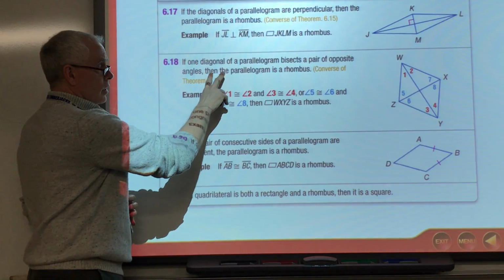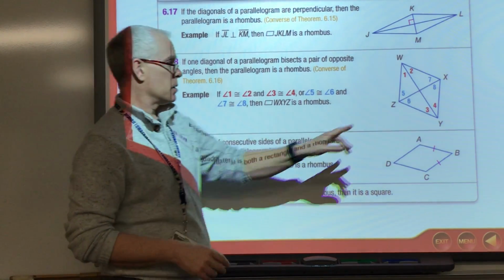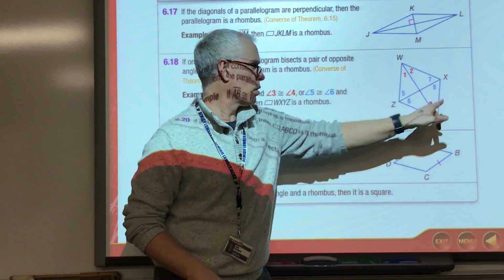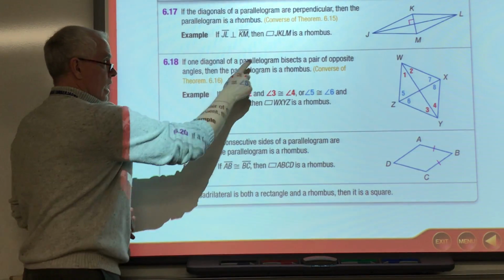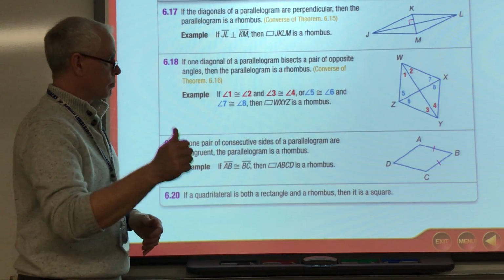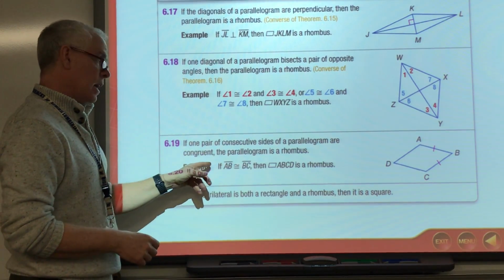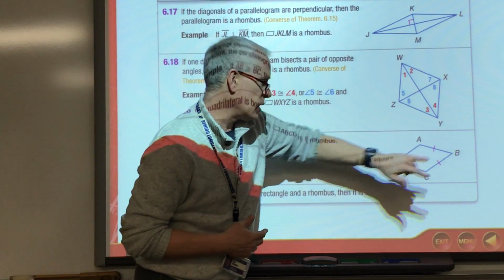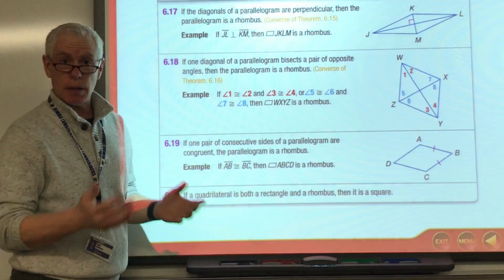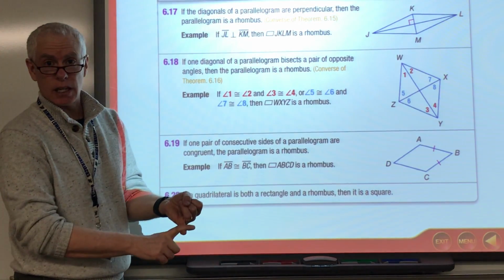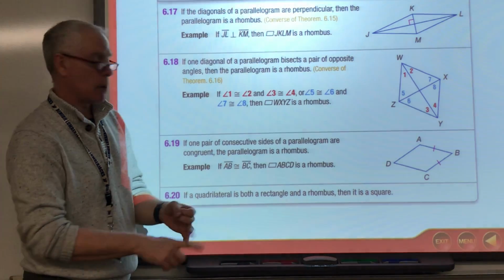This one, if the diagonals bisect a pair of opposite angles, so if you could show me 1 and 2 are congruent and 3 and 4 are congruent, and you already know it's a parallelogram, it must be a rhombus, okay? If one pair of consecutive sides of a parallelogram are congruent, it must be a rhombus. So you must show me the consecutive sides are congruent and that it's a parallelogram.